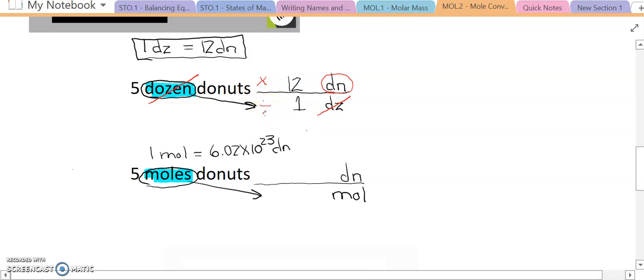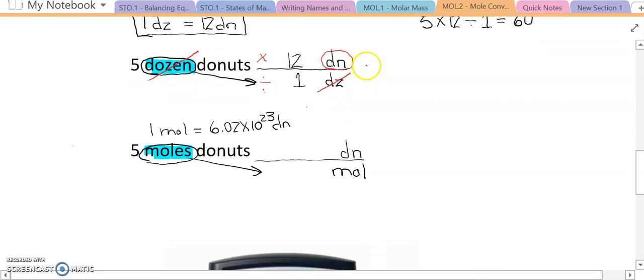So I am going to, in my calculator, take 5 times 12, and I'm going to divide it by 1. Mathematically, multiplying by 1 and dividing by 1 doesn't change anything, so I usually skip that step. But in my calculator, I can take 5 times 12 divided by 1, and I'm going to come up with 60. So if I have 5 dozen donuts, I have 60 donuts.